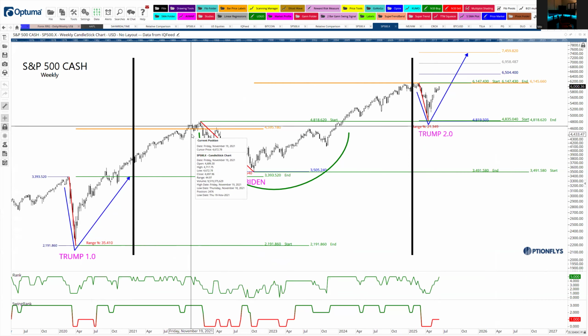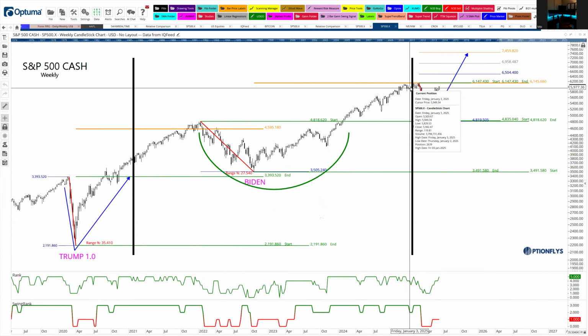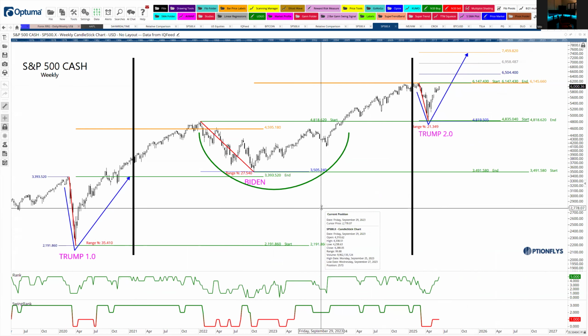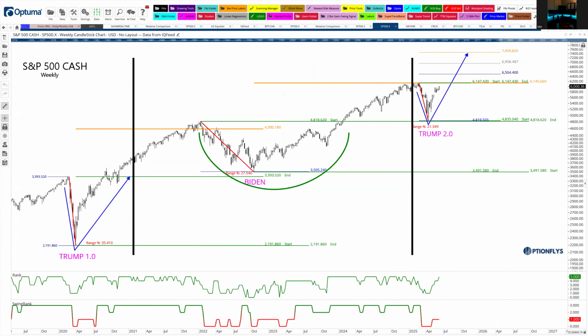COVID crash, 200% bear market. The market is repeating exactly the same pattern, man, almost to the penny. Look, just pay attention to the screen. Peak to trough decline, 200%. Bear market.